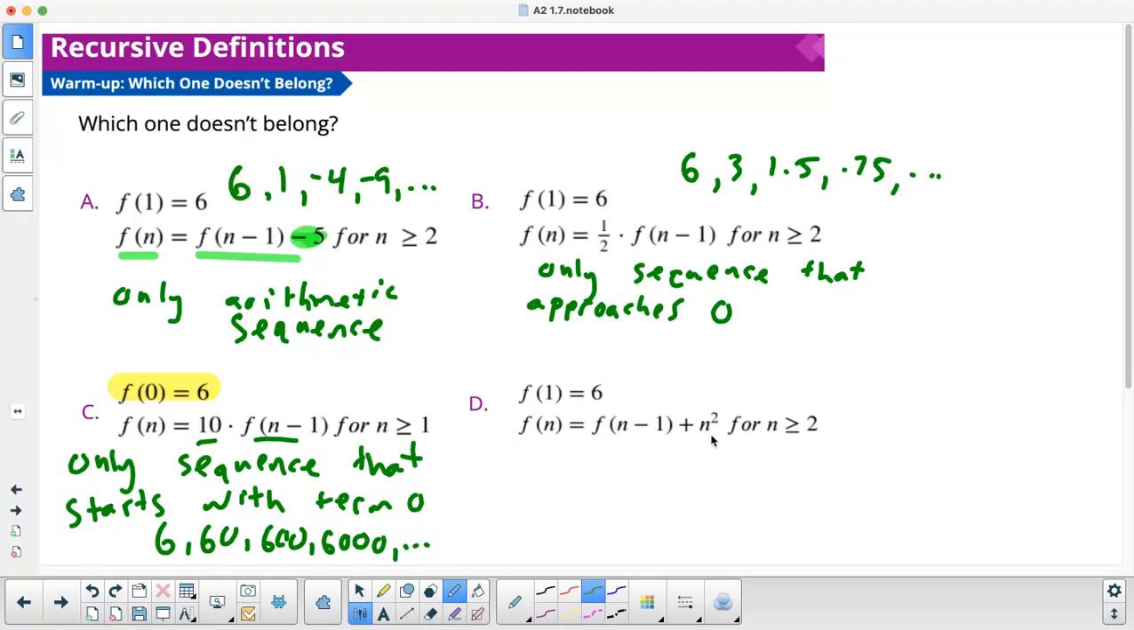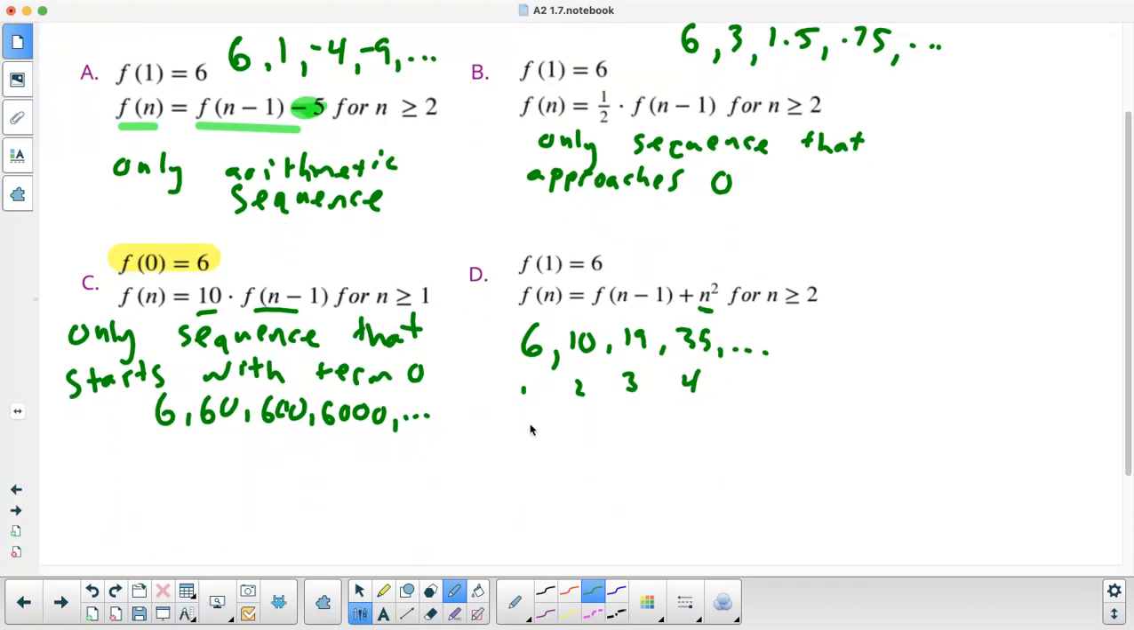It's not arithmetic or geometric. We add n squared there. So the first term is 6, and that's term 1. Then for term 2, you're going to add n squared, so you're really adding 2 squared, because this is term 1, term 2. So it's going to be 6 plus 2 squared, which is 6 plus 4. Term 3 would be, I'm adding 9, so it'd be 19. Term 4, I'm adding 16, so it'd be 35, dot, dot, dot. So it looks something like that.